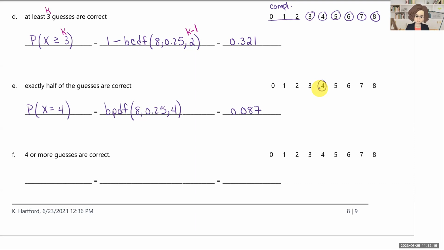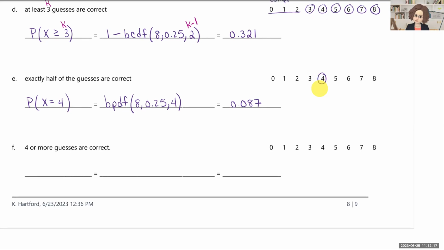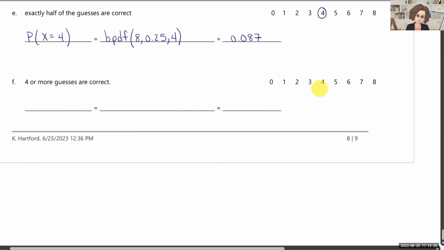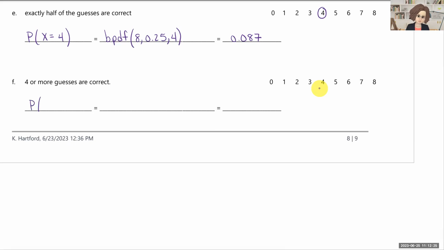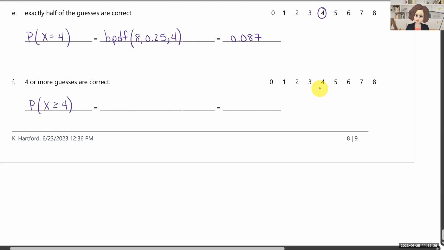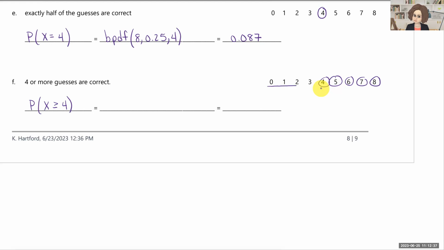Now we've got our 5 cases. So we'll just do one more here. Probability of 4 or more guesses that are correct. So 4 or more would be X greater than or equal to 4. So 4 or 5 or 6 or 7 or 8. So there's our complement. So we do our rule of complements. And the complement ends at 3.